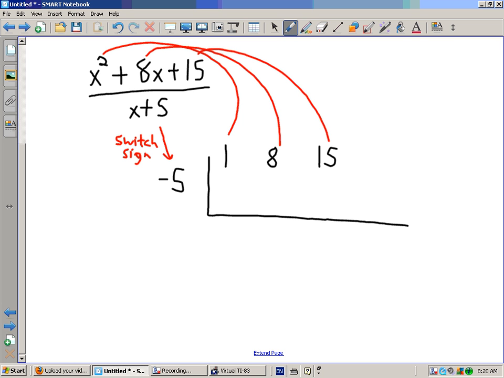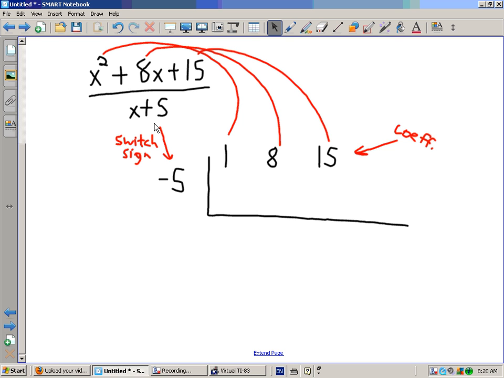Okay, this is a very important little subtlety there. If you don't switch that sign, of course, you're going to wind up getting your wrong answers. These numbers here are your coefficients of your numerator.